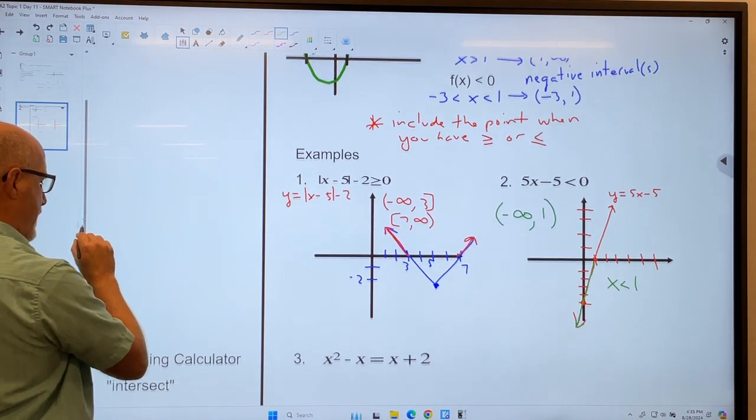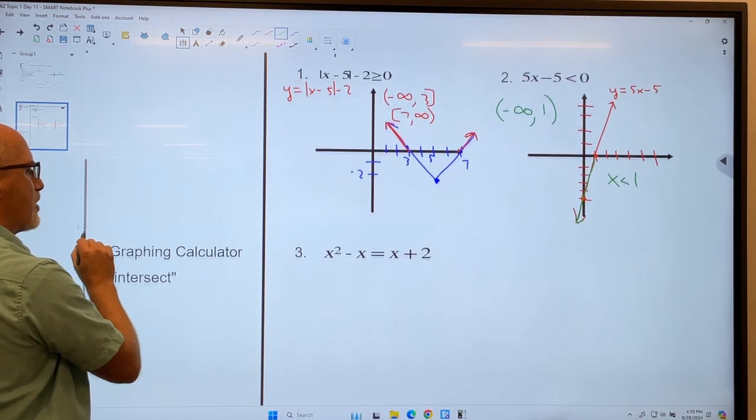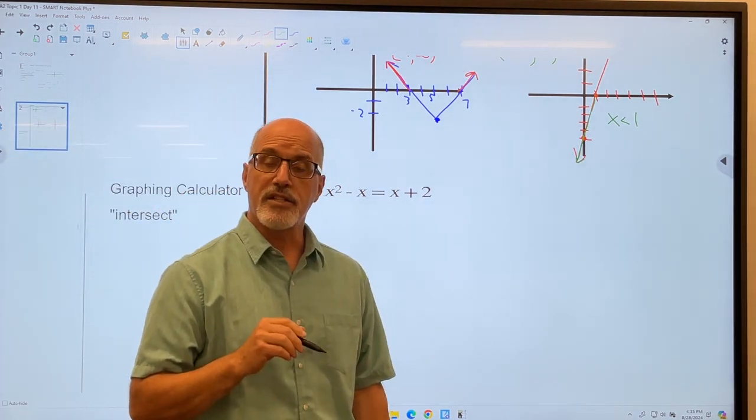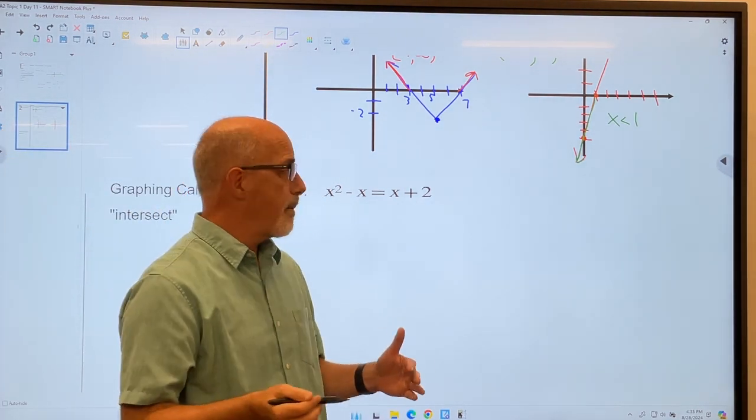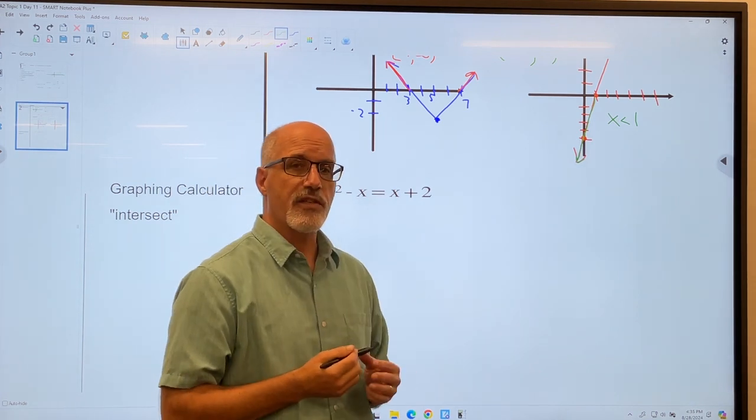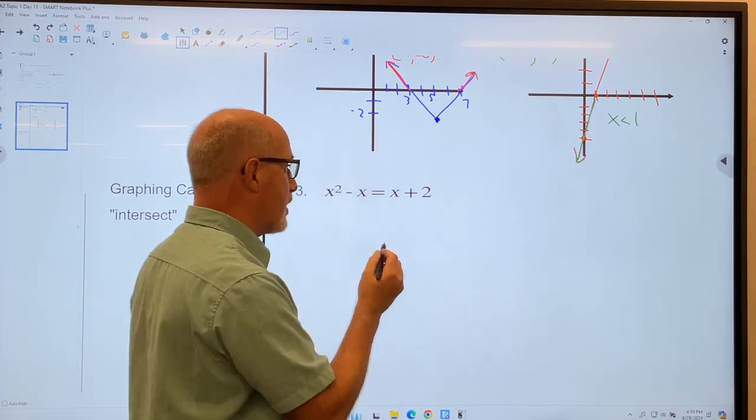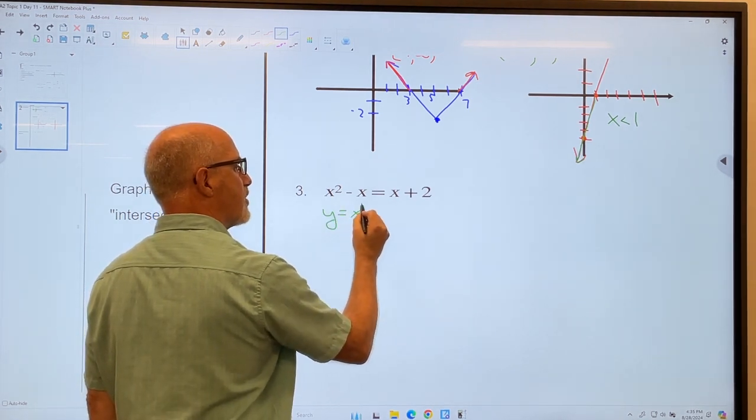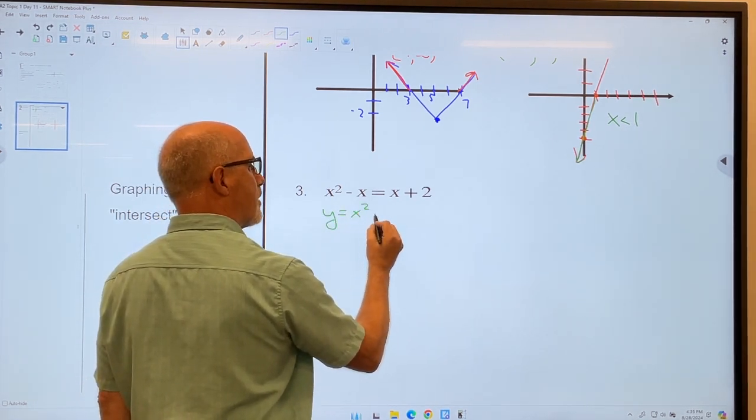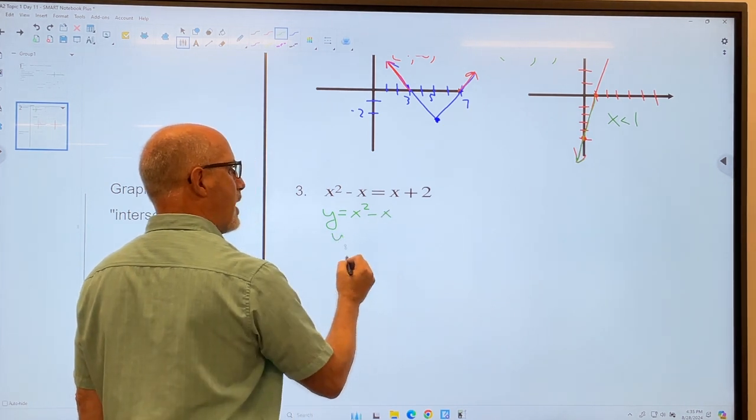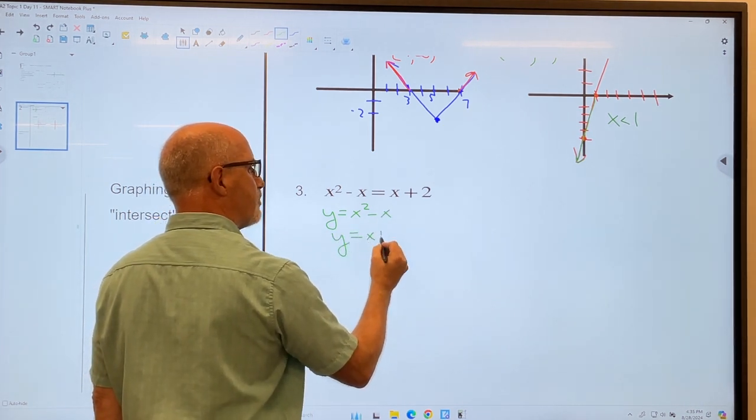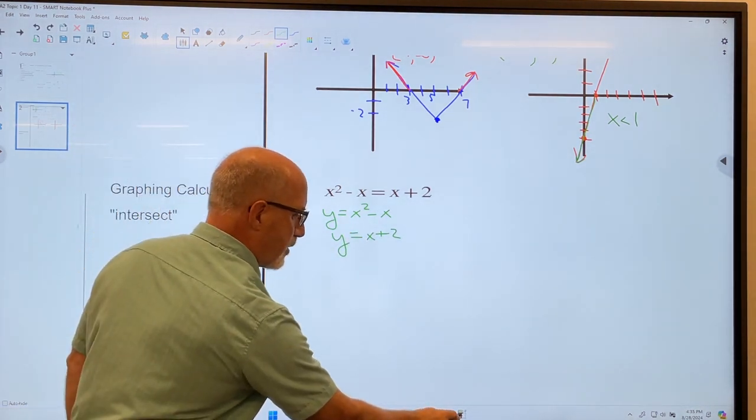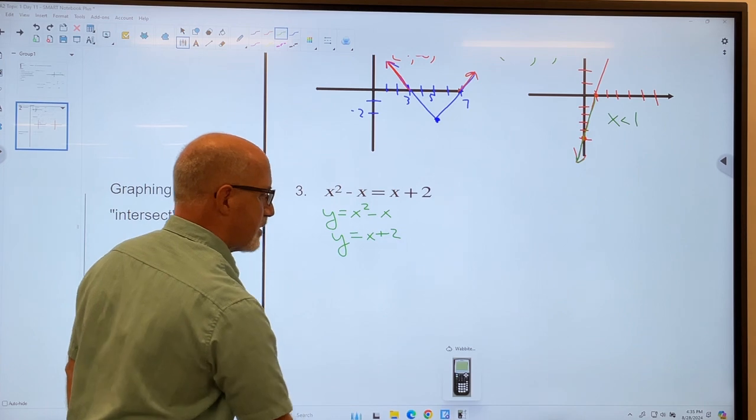Now what we want to look at is how we can use the graphing calculator, the intersect key on it, to find values. Now, this is a nice feature of the graphing calculator. What we're going to do is set this up into 2 different equations. Y equals x squared minus x, and y equals x plus 2. Now when we do it, let's pull up our graphing calculator, these steps.